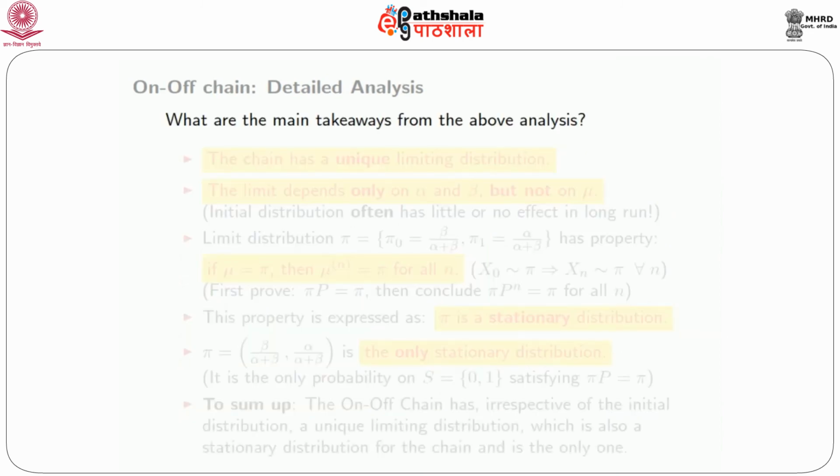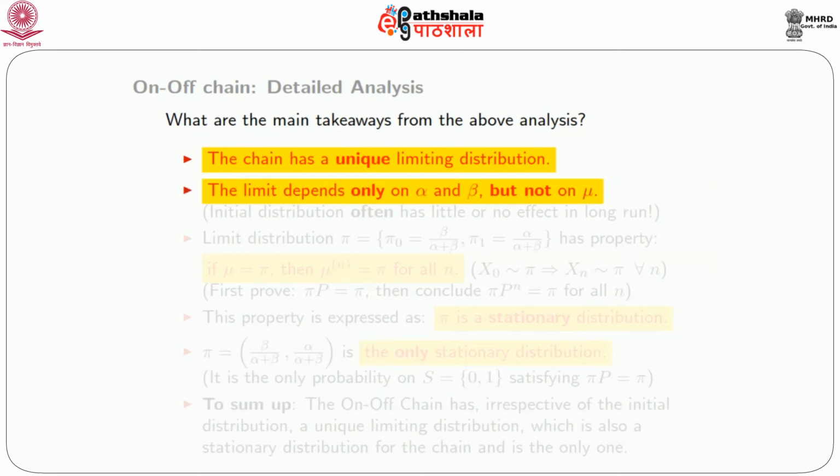So what are the main takeaways from this above analysis? Well, firstly, the chain has a unique limiting distribution. That is, probability X n equal to 0 converges to a limit, probability X n equal to 1 converges to a limit. The limit depends only on alpha and beta. Remember the expressions for the limits? We got beta over alpha plus beta for the limit of mu 0 n and alpha over alpha plus beta for the limit of mu 1 n.